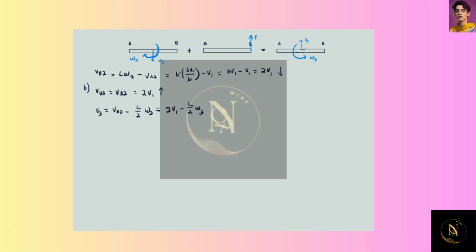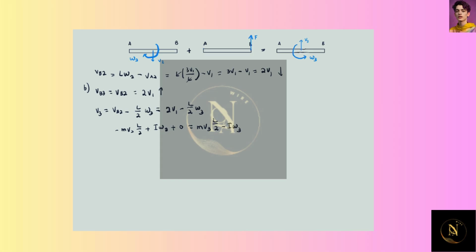Now, taking the moments about point B, taking the clockwise direction as positive, we'll have negative M V2 L over 2 plus I omega 2 plus 0 equals M V3 L over 2 minus I omega 3.